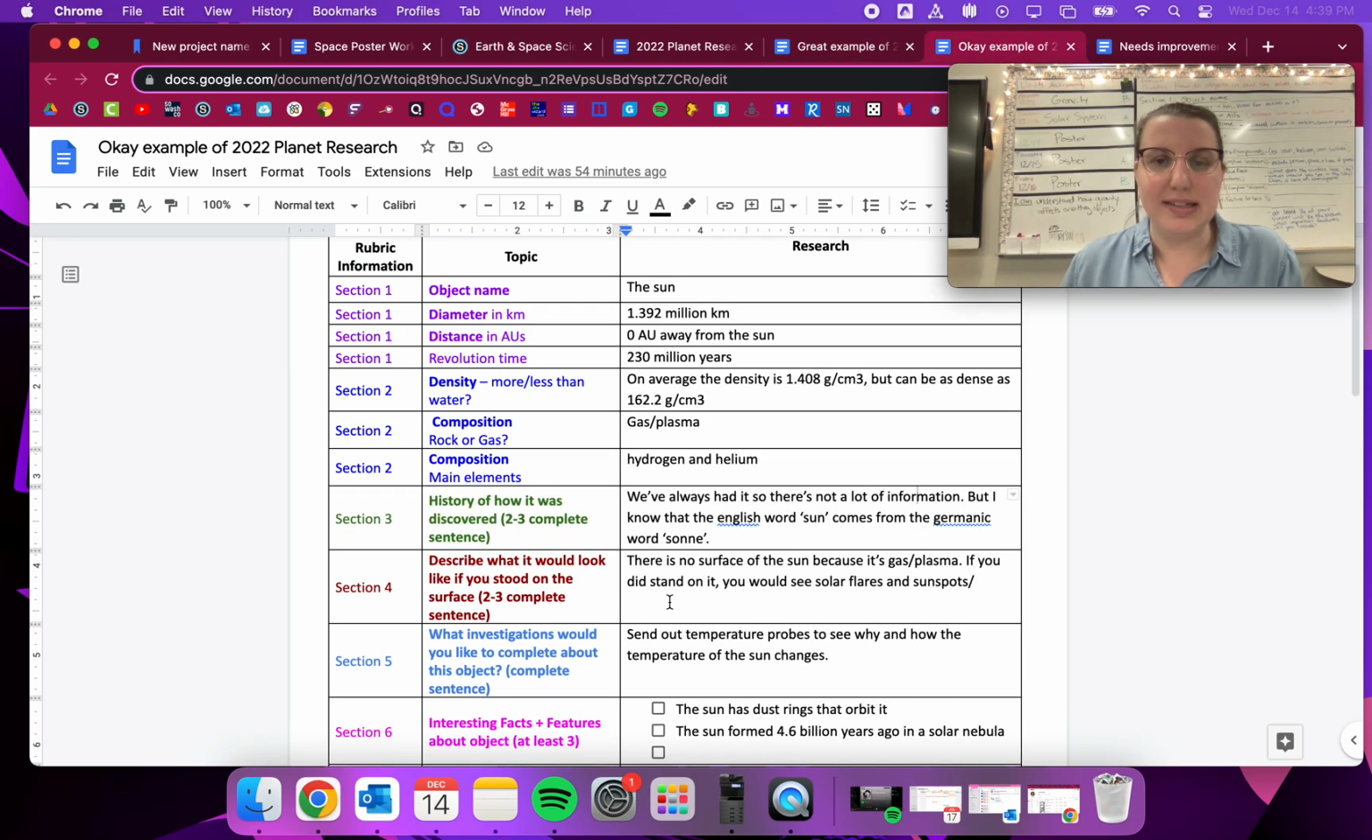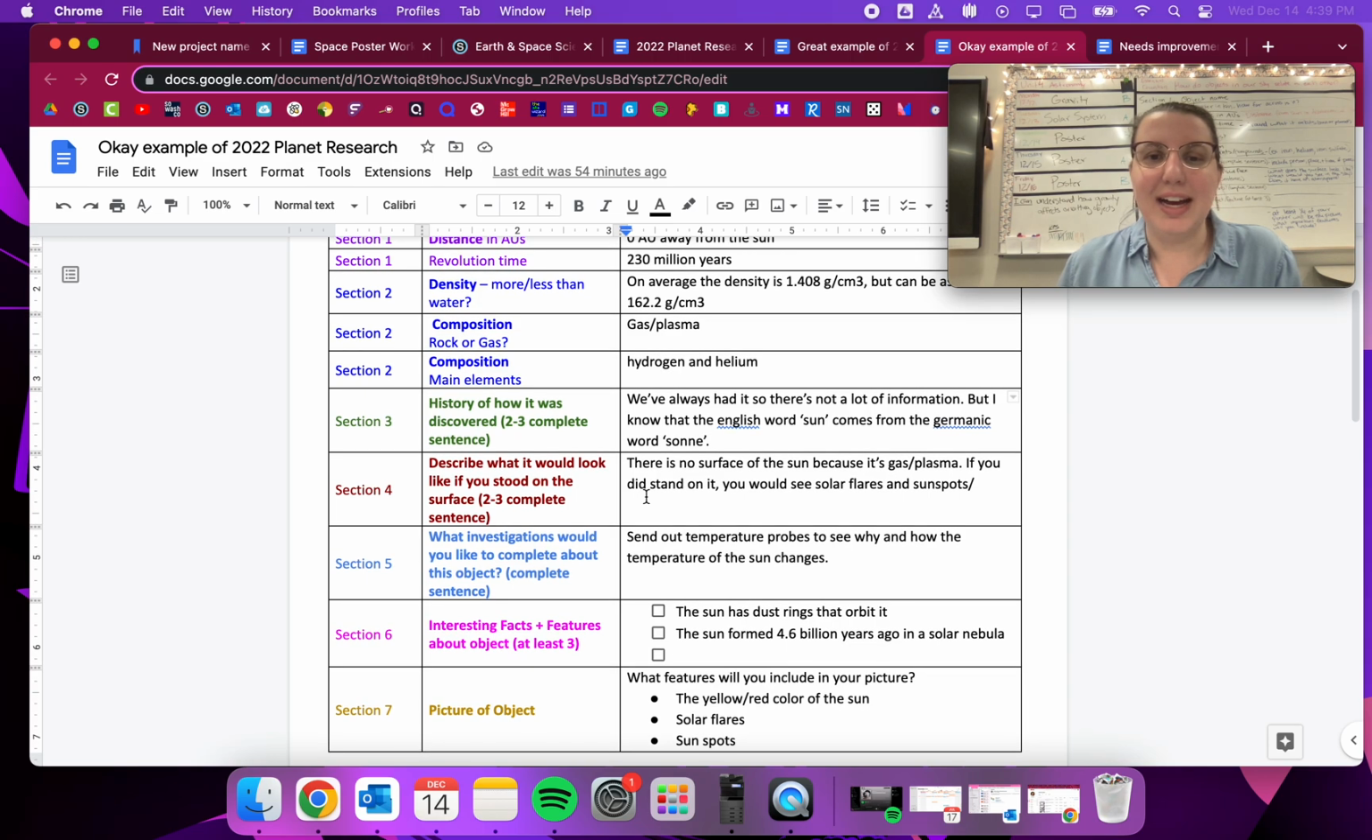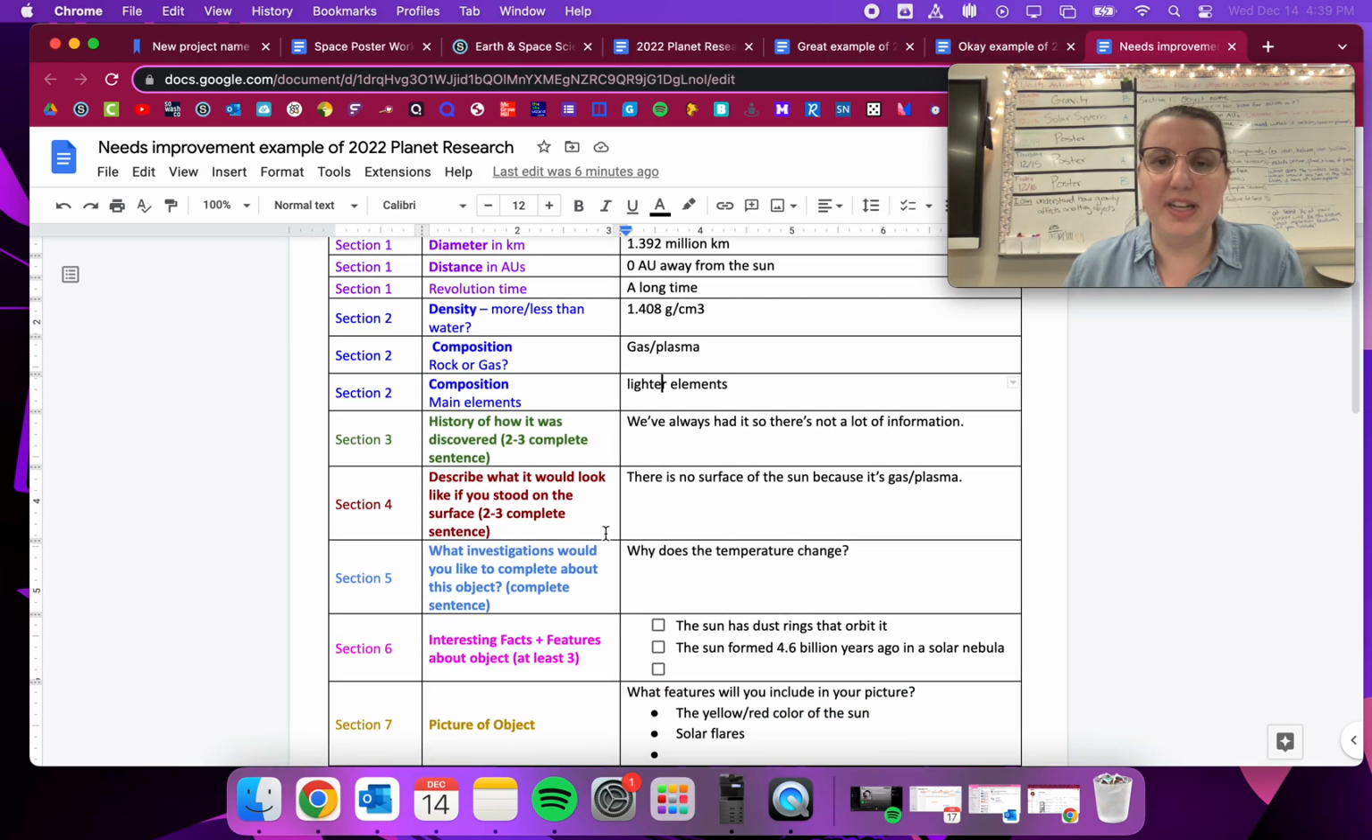For an okay example, there is no surface of the sun because it's gas/plasma. If you did stand on it, you would see solar flares and sunspots. So again, that has 2 complete sentences, but I'm definitely lacking the detail. And then for needs improvement, there is no surface of the sun because it's gas/plasma. That is not 2 to 3 complete sentences, and does not have a lot of detail.